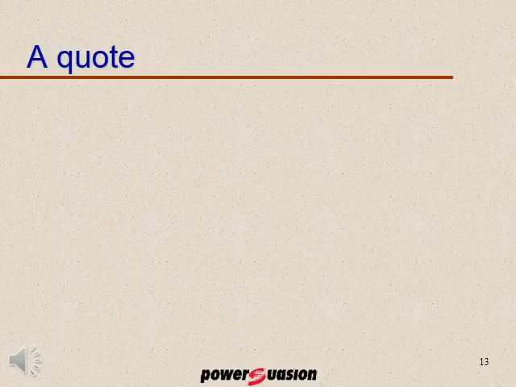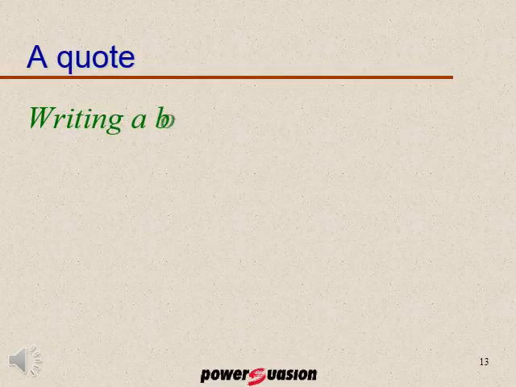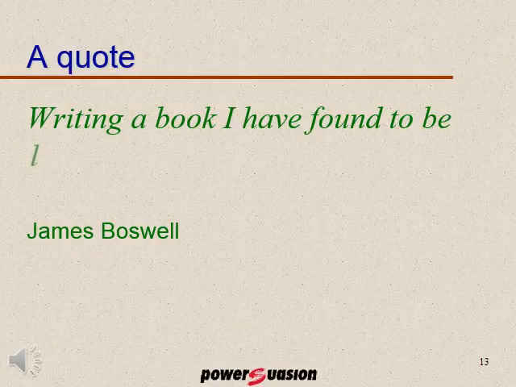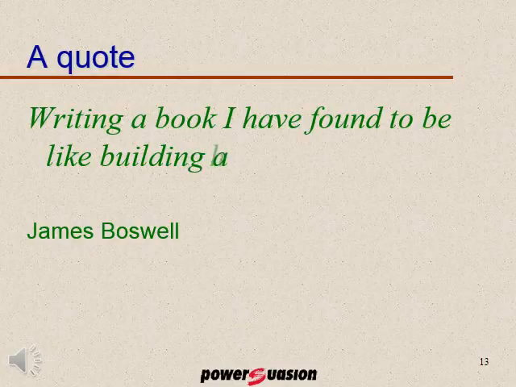I close with a quote from Boswell. Writing a book I have found to be like building a house. A man forms a plan and collects materials. The zero draft is forming a plan. And through that process, we begin to have a structure. But prior to the structure, we need to have a clarity of what our purpose is. What is it that we're trying to achieve with this piece of writing?